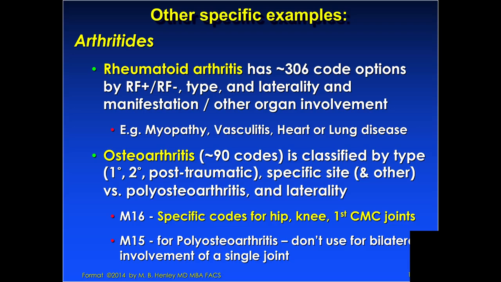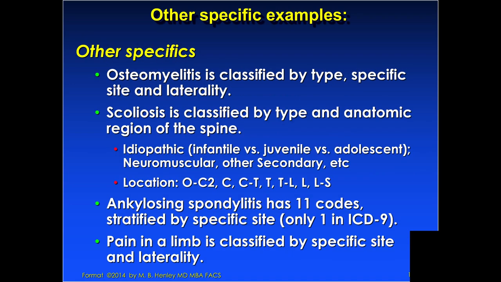There are only specific osteoarthritis codes right now in ICD-10 for the hip, the knee, and the base of the thumb, the first carpometacarpal joint. There is a code for polyosteoarthritis, but you don't use that for bilateral osteoarthritis if it's bilateral hips. That's not poly. Poly is different sites in the skeleton, not just left and right. Osteomyelitis is classified by the type, specific site, and laterality.